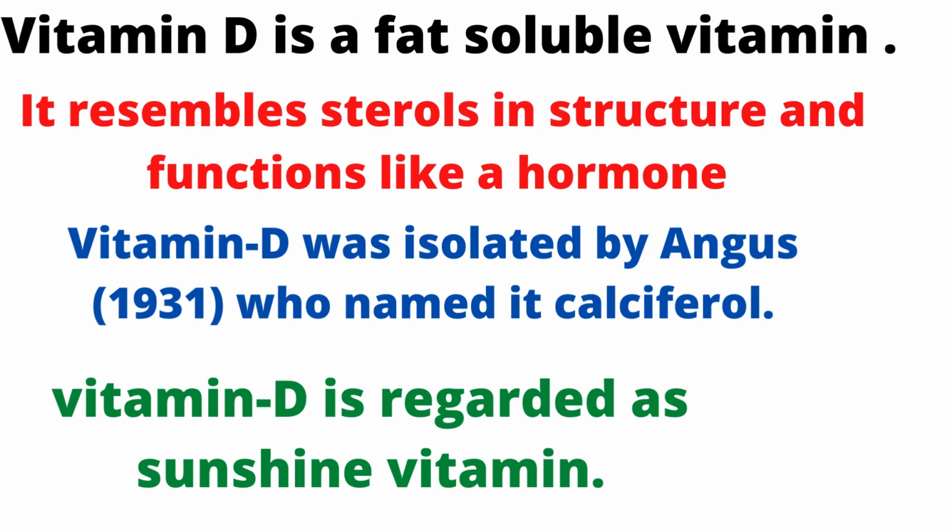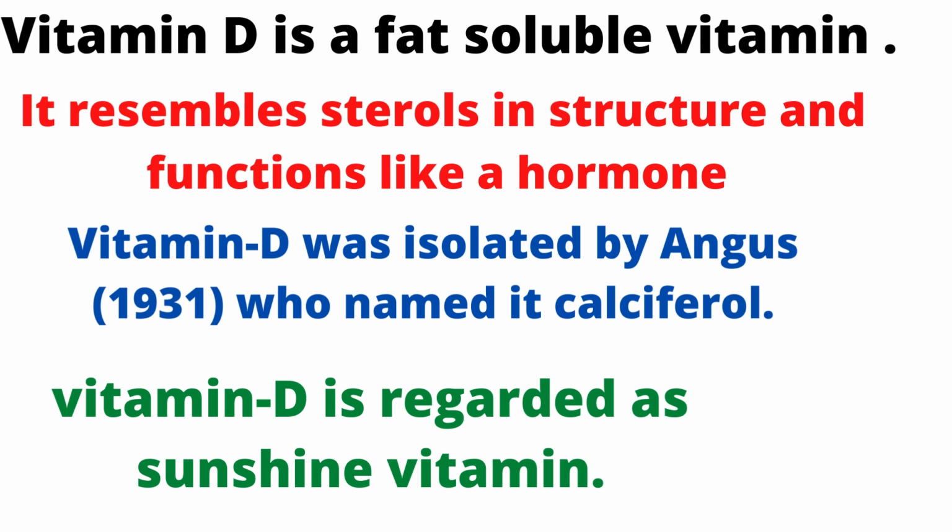What are sterols? Sterols are basically a subgroup of steroids which occur naturally in most eukaryotes including plants, animals and fungi, and can also be produced by some bacteria. The most familiar type of animal sterol is cholesterol. Vitamin D was isolated by Angus in 1931, who named it calciferol.